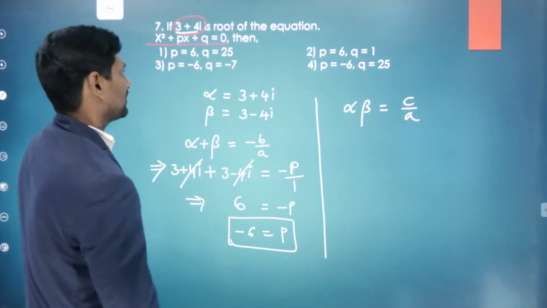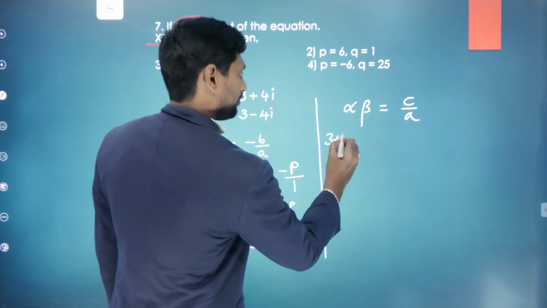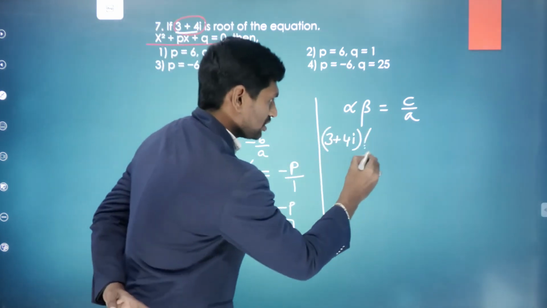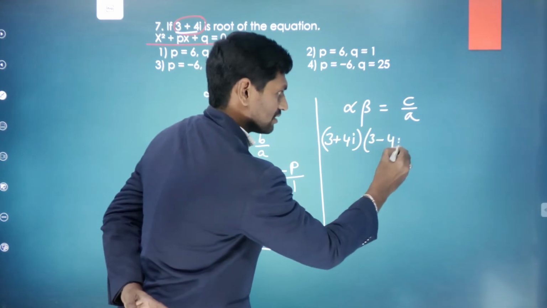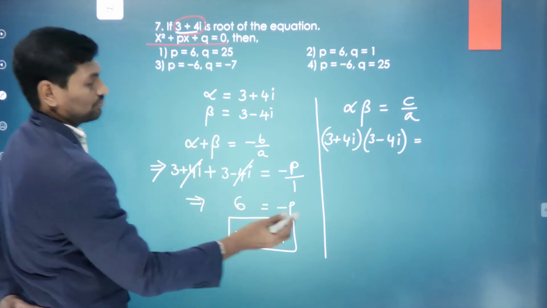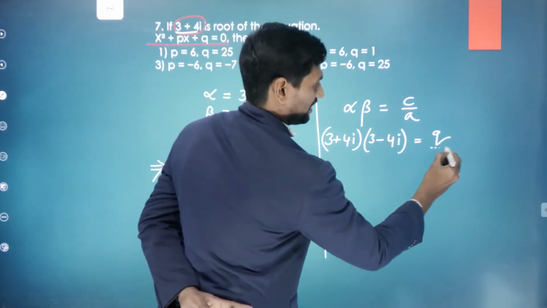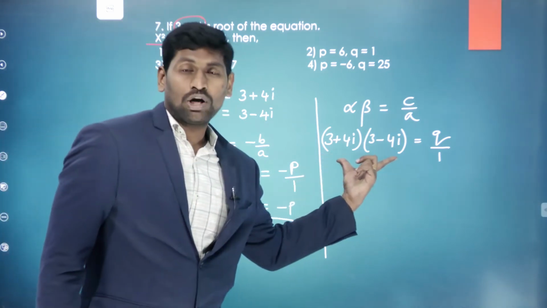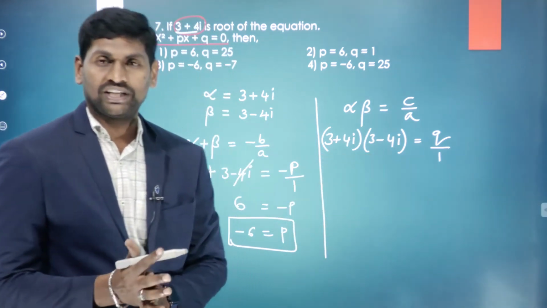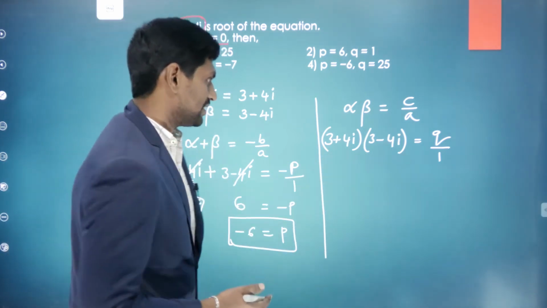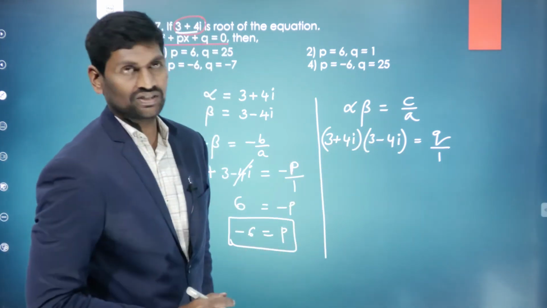Product means multiplication. 3 plus 4i into 3 minus 4i. Both complex numbers equals c value, which is q. Same like again a value 1. It is in the form of a plus b into a minus b format. Algebraic identities you learn, right? A plus b into a minus b. Same numbers, symbols only difference.